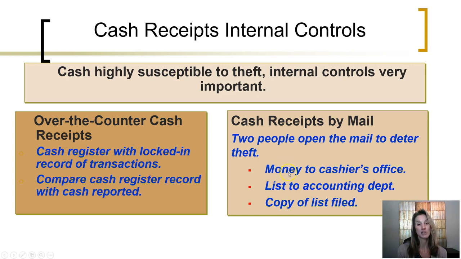Money that is received goes to a cashier's office. The cashier's office totals the cash and then sends the information to the accounting department, and a copy of that list is then filed. This segregation or separation of duties ensures that one person cannot open the mail and pocket the money.